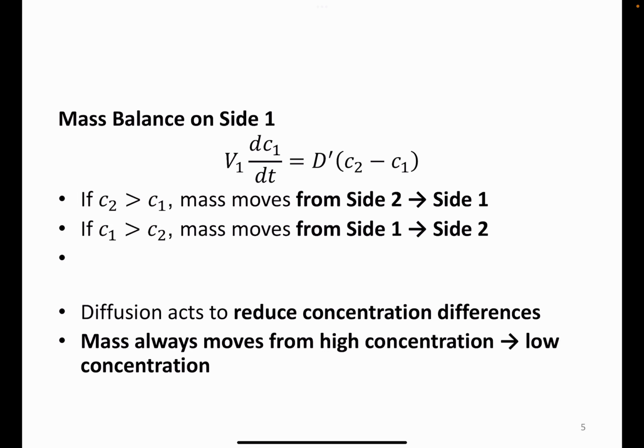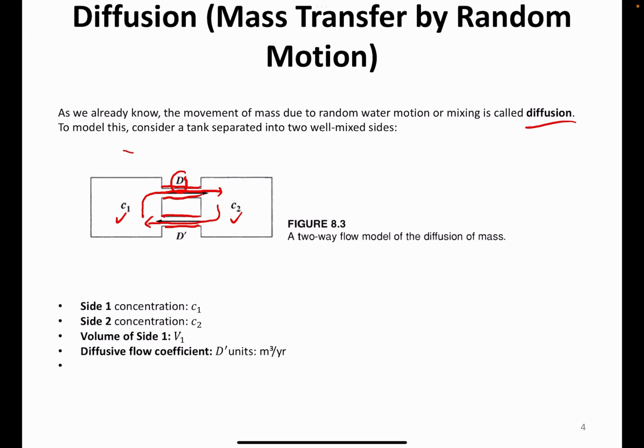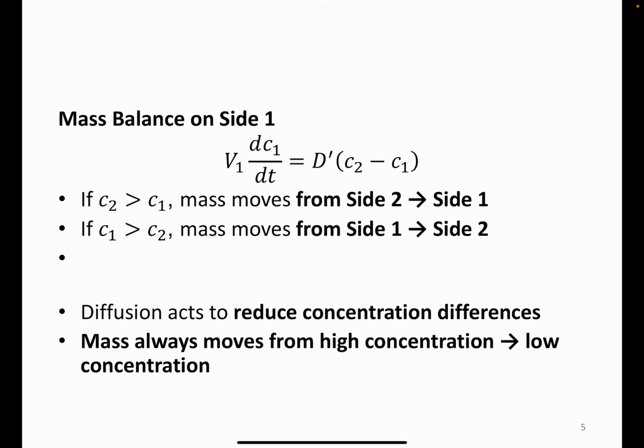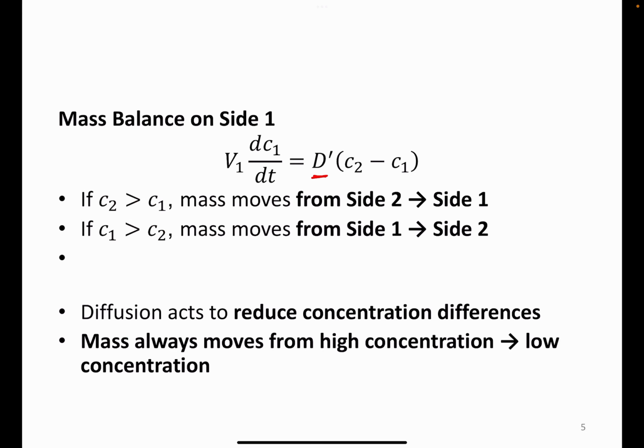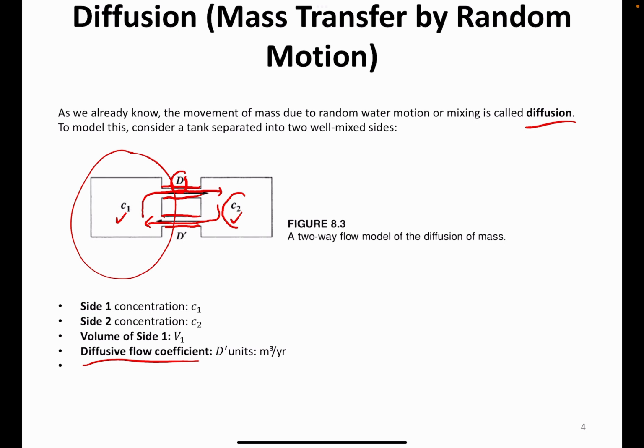Okay? So if you want to do a mass balance only on this side, you can see that V1 dC1/dt, the change of concentration with time, is the diffusivity constant, which is the diffusive flow coefficient, times (C2 minus C1). What is C2? C2 is the concentration of the pollutant in tank number 2, minus the concentration of the pollutant in tank number 1.